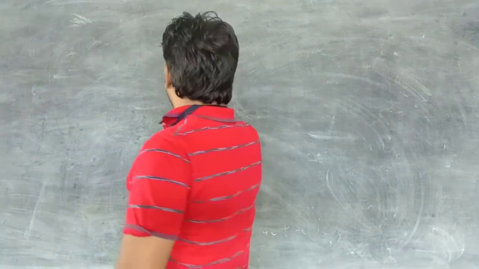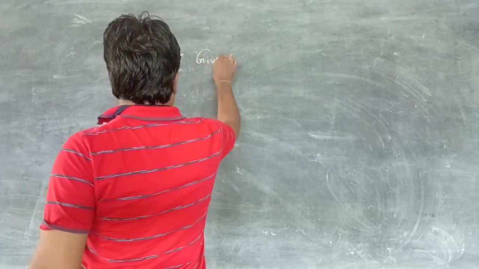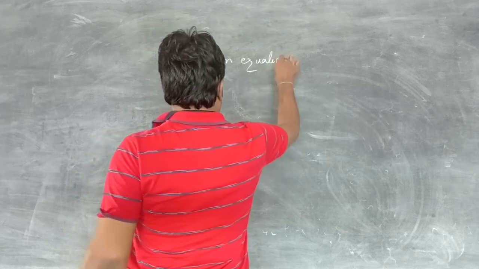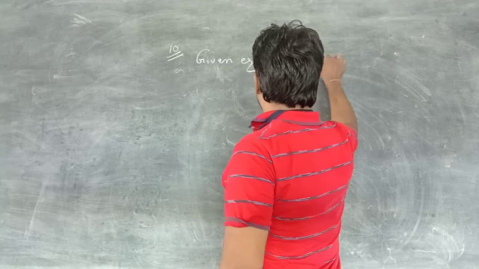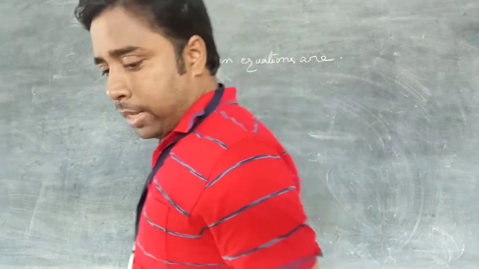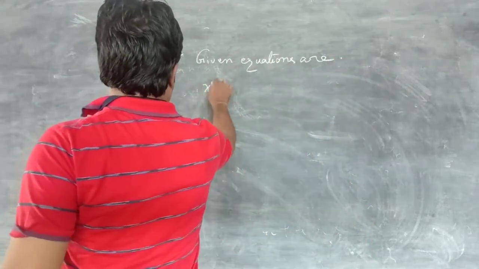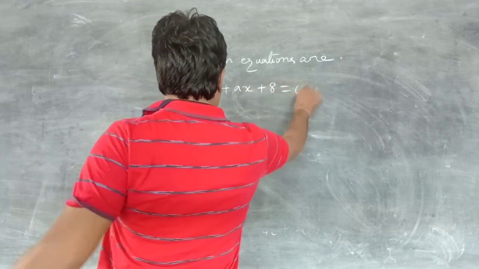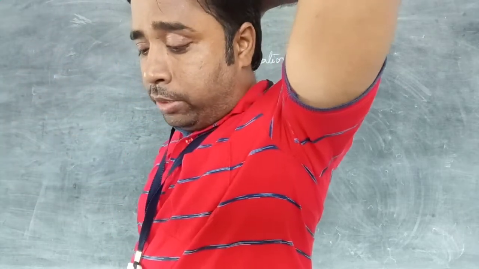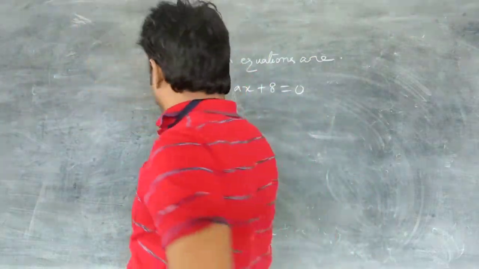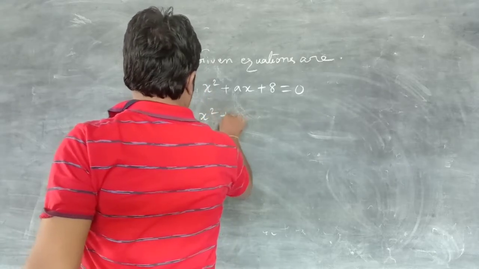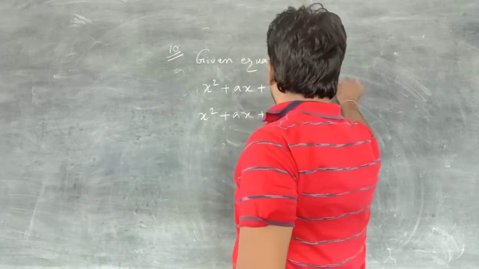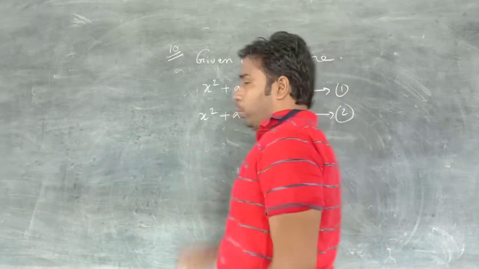Given equations are x square plus ax plus 8 equal to 0, and x square plus ax plus b equal to 0. These are the two equations. Now let us mark it by 1 and let us mark it by 2.